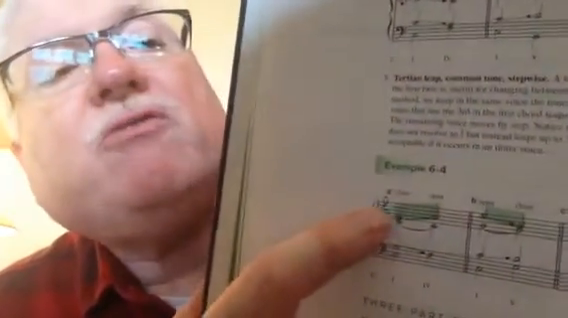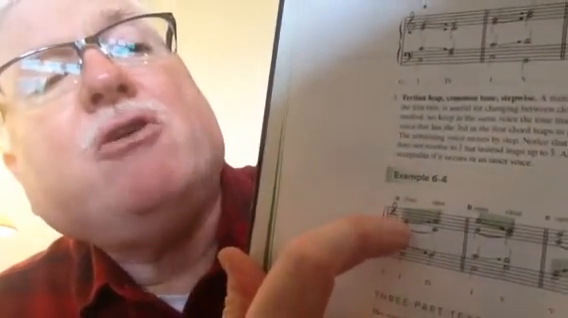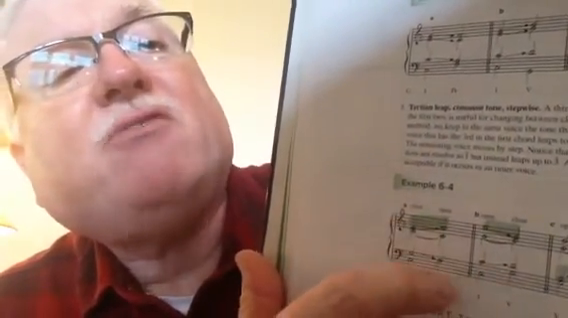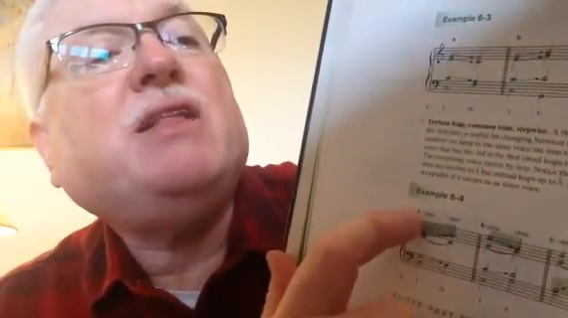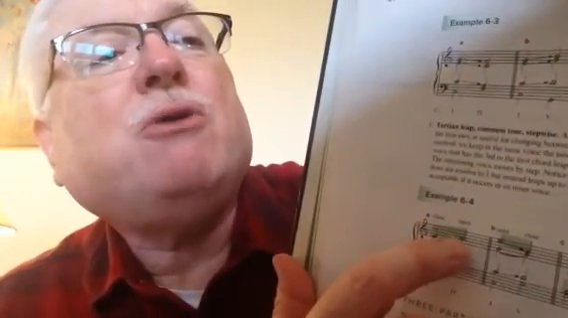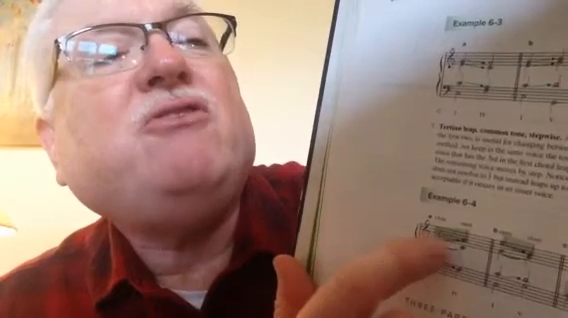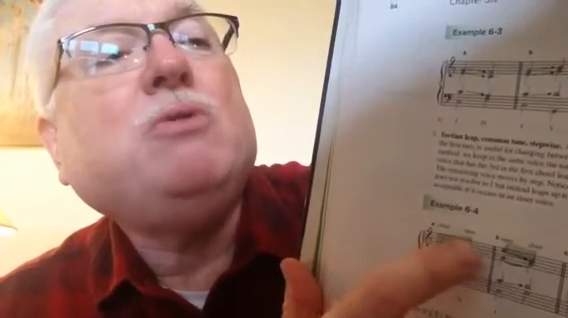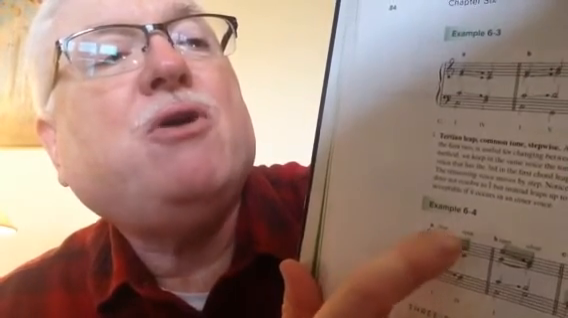Okay, in example 6-4, the third is E in that C major chord. You can see it right there. And then you're going to leap to the third of the next chord, F, A, C. So you're going to keep the third in the same voice. The soprano sings the third here, and then she sings the third up there, and you leap up from the third to the third.